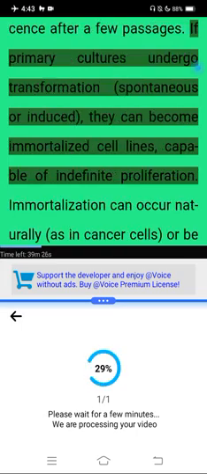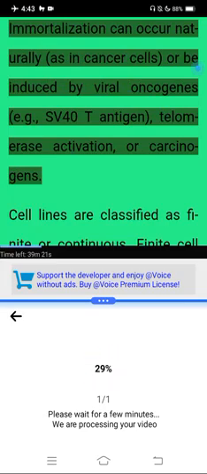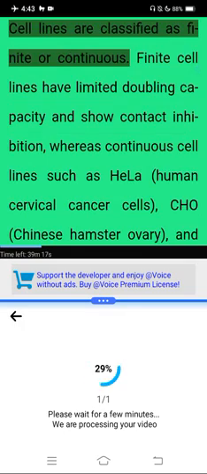If primary cultures undergo transformation, spontaneous or induced, they can become immortalized cell lines, capable of indefinite proliferation. Immortalization can occur naturally, as in cancer cells, or be induced by viral oncogenes, e.g., SV40 T antigen, telomerase activation, or carcinogens. Cell lines are classified as finite or continuous.